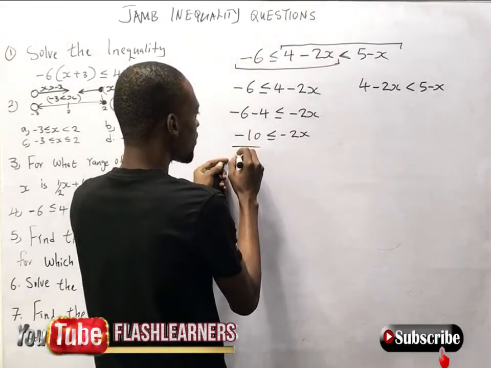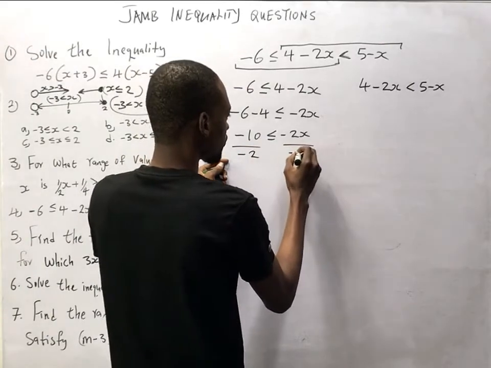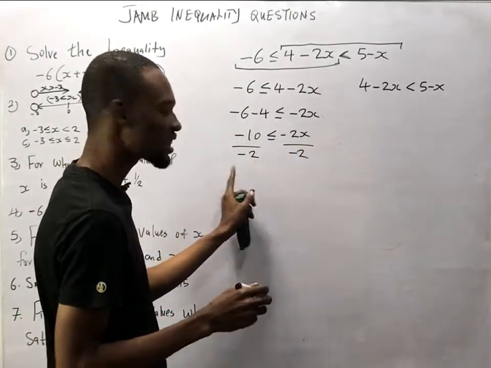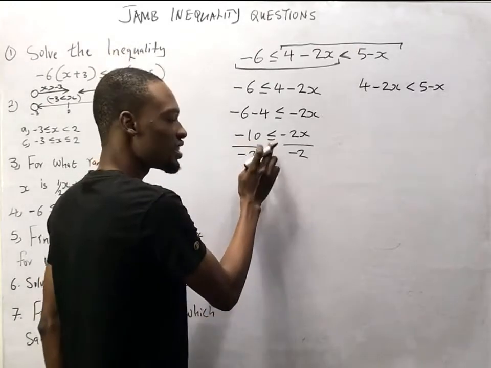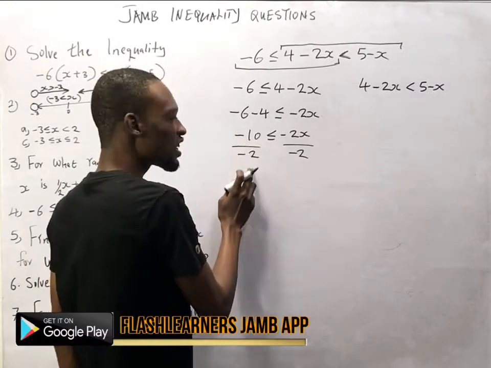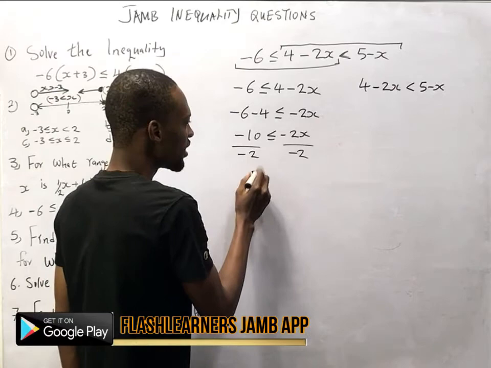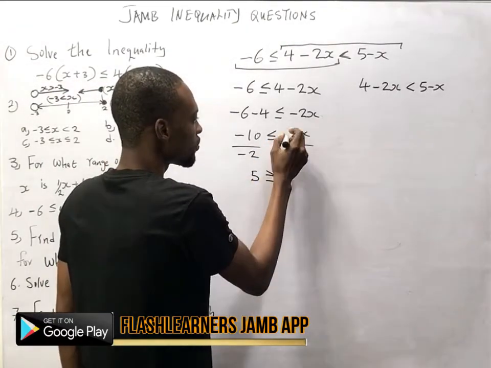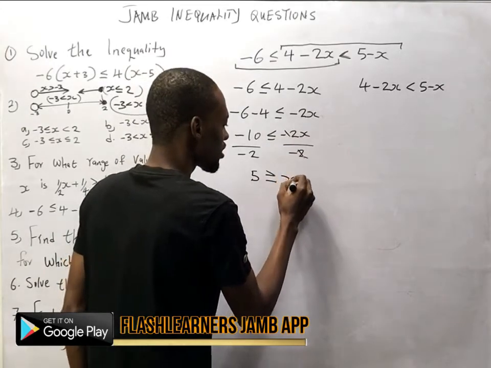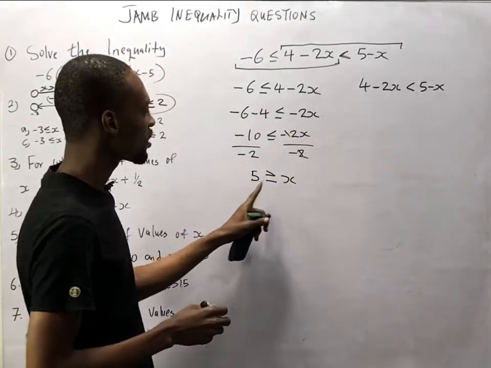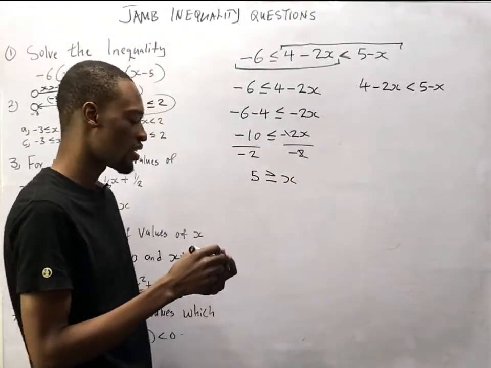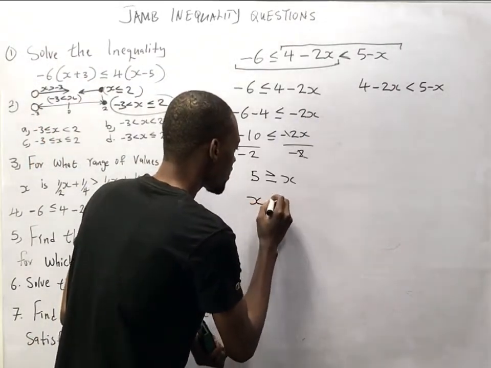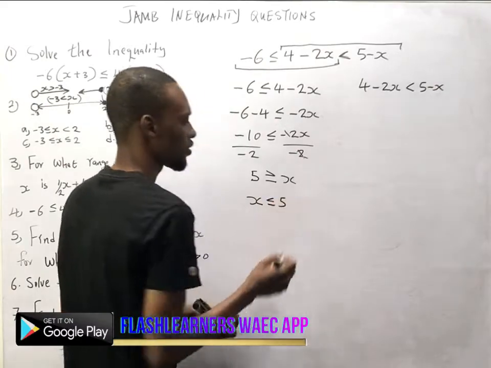Dividing both sides by minus 2. Take note, since we are dividing both sides by a negative number, this sign changes. So minus 10 divided by minus 2 is 5. Here becomes greater than or equal to. Minus 2 cancels minus 2, s. So this is 5 is greater than or equals s. Now inverting, it means that s is lesser than or equals 5.